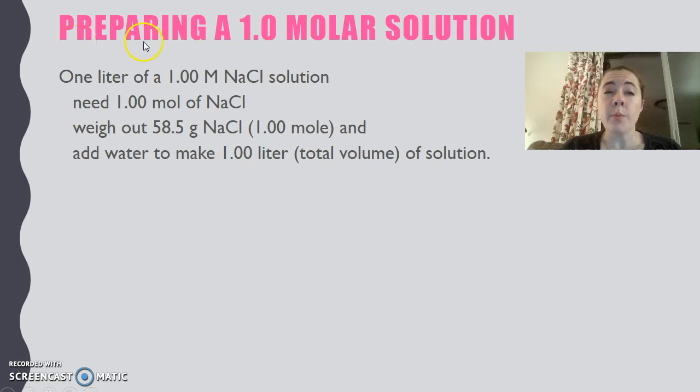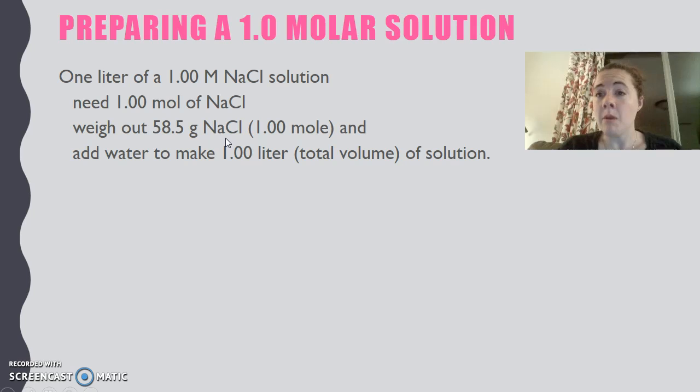Okay, if I wanted to prepare a 1 molar solution, there are a couple things that I need to know. Let's say, for instance, I'm preparing 1 liter of a 1 molar sodium chloride solution. So I need to figure out how many moles I need per liter, right? And in this case, I'm just doing per 1 liter, so that's kind of nice. So I'll need 1 mole of sodium chloride for my 1 molar solution. So I weigh out 58.5 grams of sodium chloride.